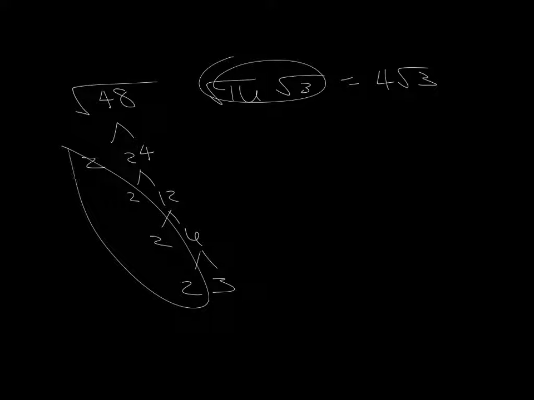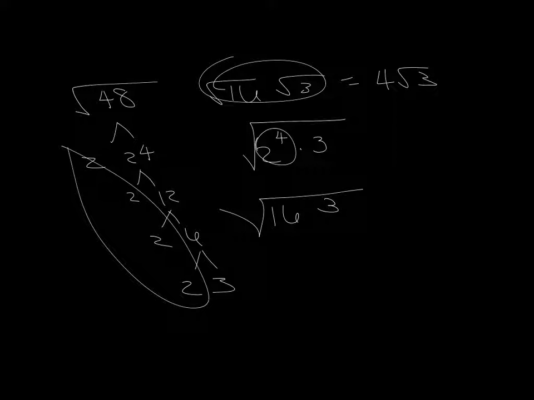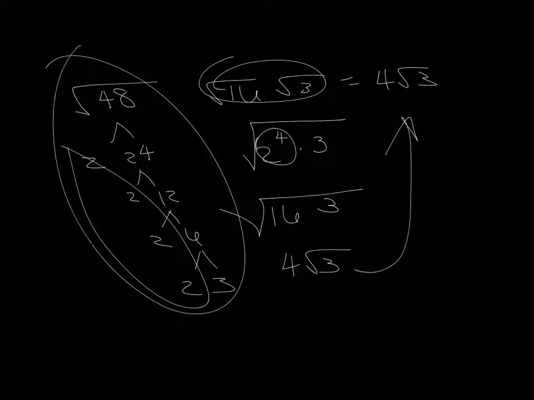So we have 2 to the 4th power times 3 in here. Okay? And then we look at 2 to the 4th power, and that's 16 times 3. We can take the square root of 16 and get 4, and we get 4 square root of 3. So we get the same answer using the factor tree, and sometimes that's the way to do it. But for the most part, you shouldn't have to do that very often, unless you get some really, really big, weird numbers.